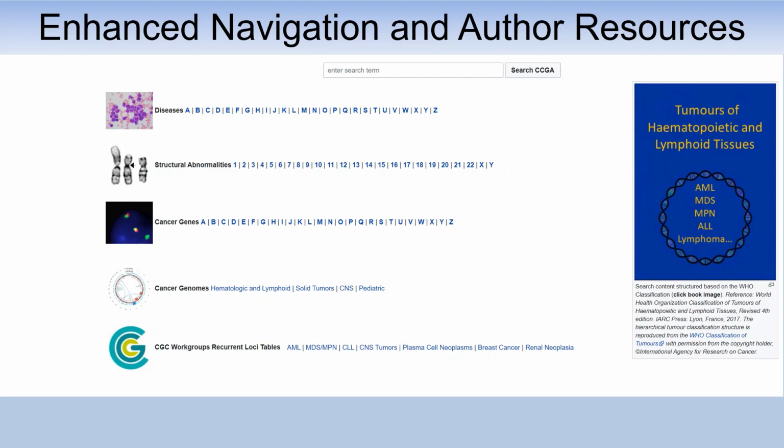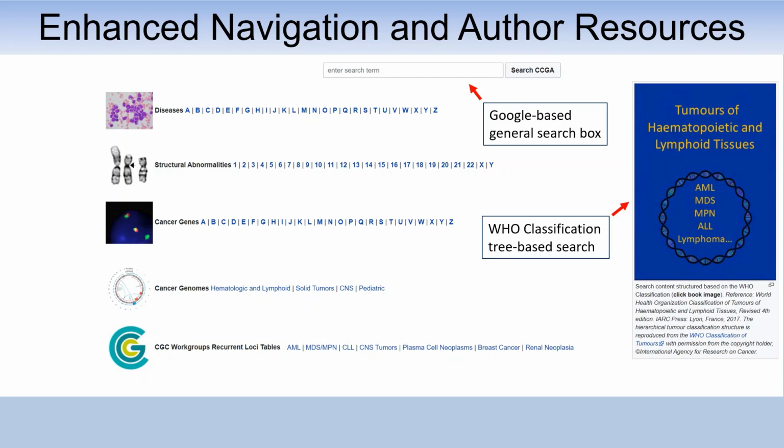We have multiple methods of navigation and also author resources. You can search any term in a Google-based general search box. You can click on the book image here to get to a listing of the entities that is the WHO classification tree, just like I showed you on the last slide. We have specific content links. You can search, for example, AML by going to diseases A. You can look for the translocation 9;22 by going to structural abnormalities 9 or 22. You could find the ABL gene by going here to cancer genes A.